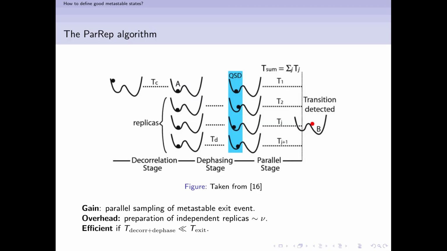Okay. So what I was saying is that the overhead of this method is really the preparation of independent replicas according to the QSD. And that costs you a lot because you're also running MD in parallel on many cores. So what you want is for the typical exit time from the state to be much longer than the typical decorrelation and dephasing time. That's what I write here.